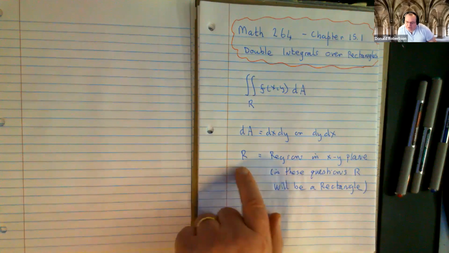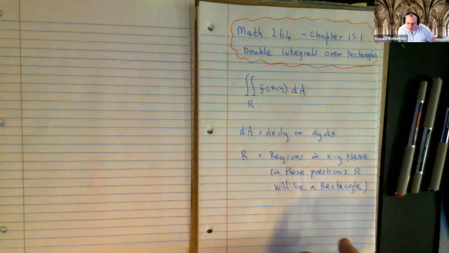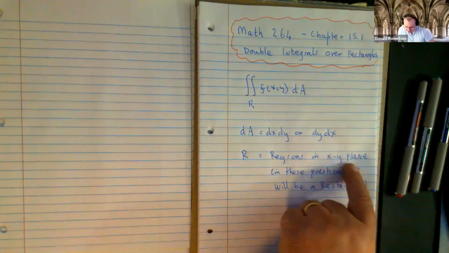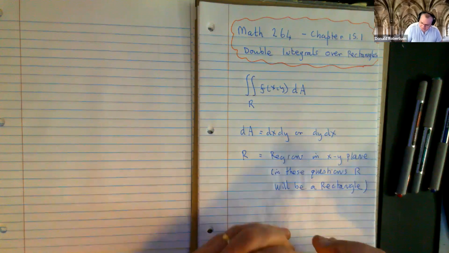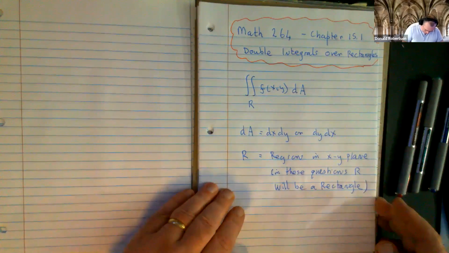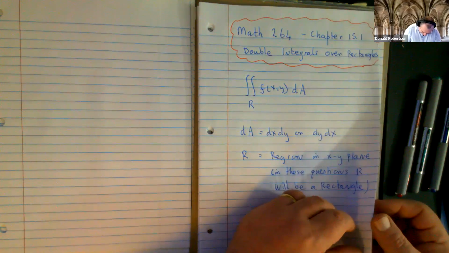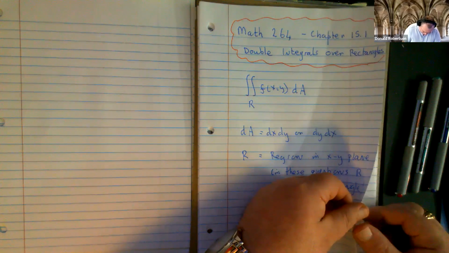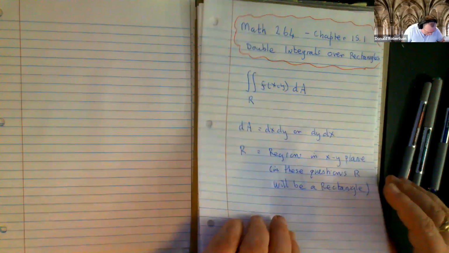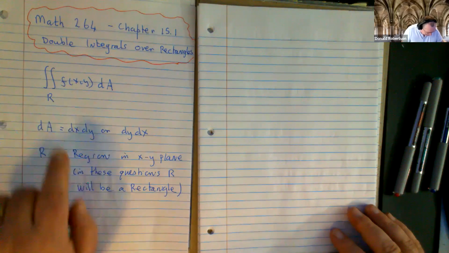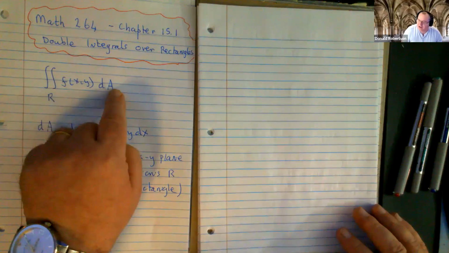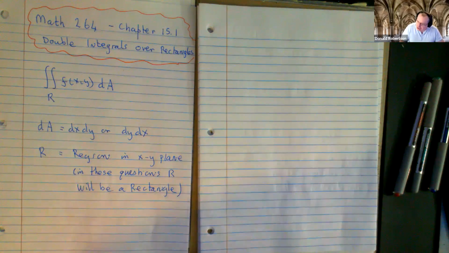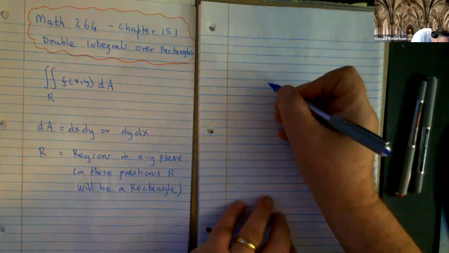And R is, in this section, 15.1 at least, a region in the xy plane. And it's typically going to be a rectangle. Now, if you're interested in knowing what do I find when I get this, because I'm going to get an answer and it will be a number, right? It'll be 42 or 0 or whatever it may choose to be. And so here goes.